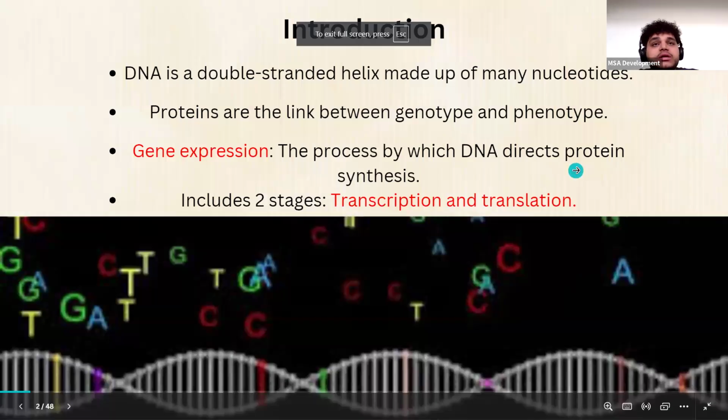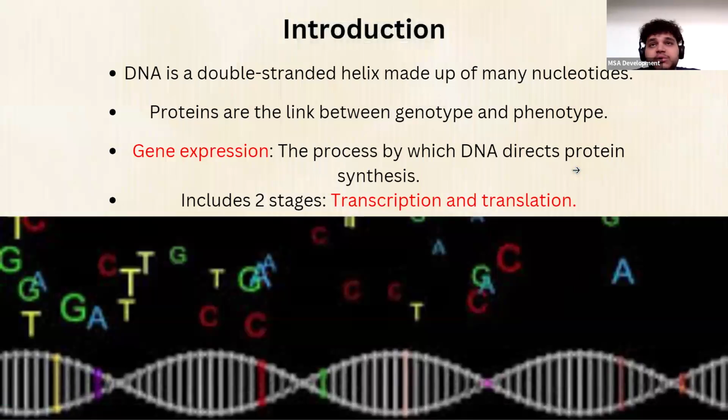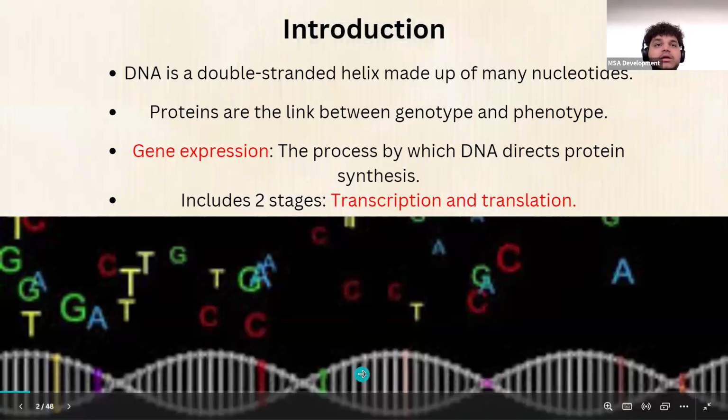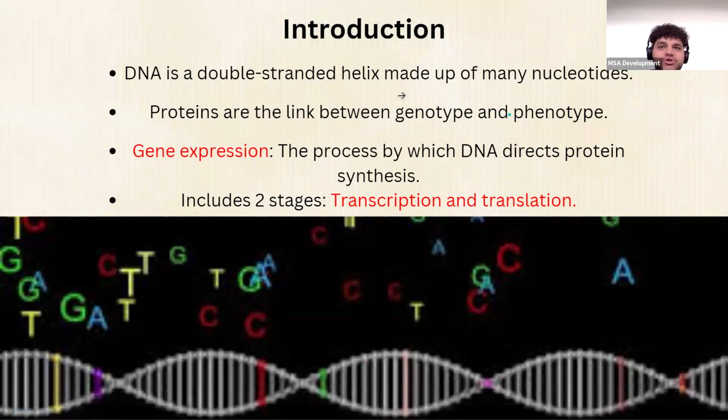So, the DNA is a double-stranded helix made up of many nucleotides. We already know that, right? This is the structure of the DNA. Now, proteins are the link between genotype and phenotype. What is genotype? Genotype is basically the DNA sequence. It's basically all the nucleotides put together, the G, C, A, T.